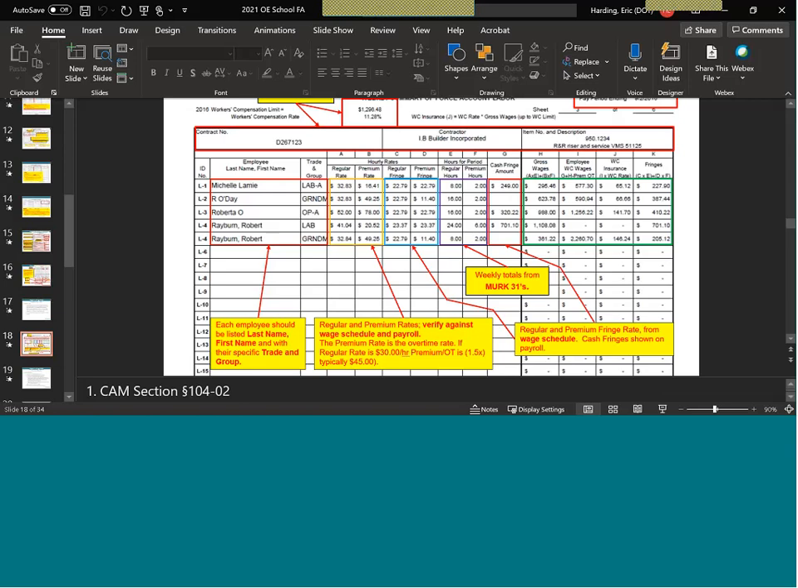Regular, premium, fringe, they come right from the wage schedule. Check against payrolls, as well as the cash fringes. This is all shown on the payrolls. Guys in the field office, check those, because as a regional change order person, I don't have immediate access to the payrolls, so it's very difficult for me to verify. If I see something funny on a cash fringe, I'm just going to end up calling you at your office and saying, hey, check this out. Is this right?